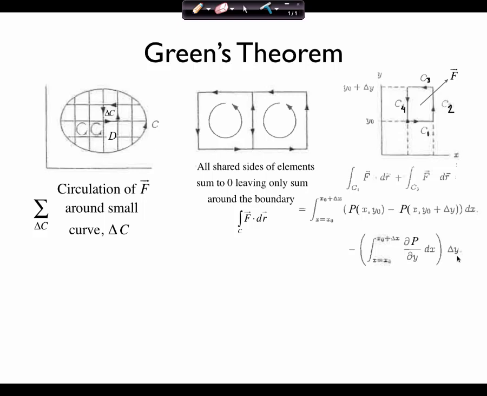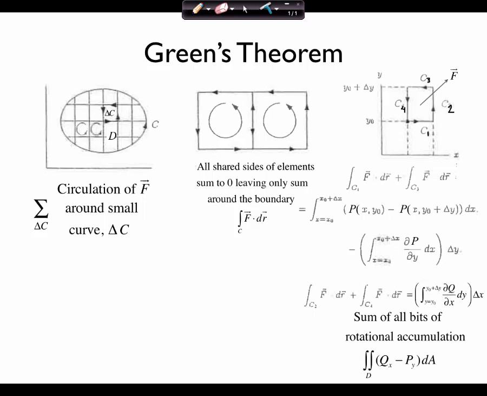And then the two sides are similar. Do the same thing for the two sides, and you get the integral of the partial of Q with respect to x for C4 and C2. Then to get the total line integral, you add those together. And so that's where the Q_x minus P_y comes from.